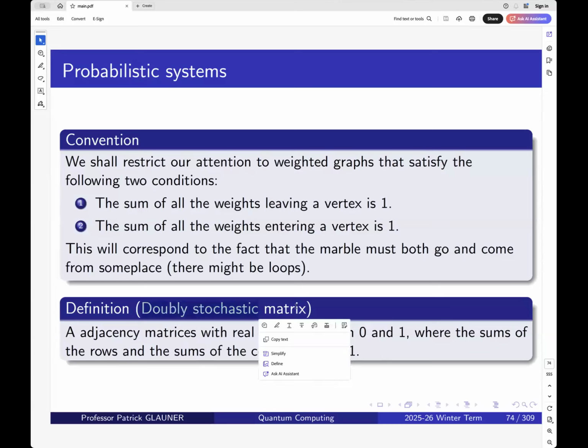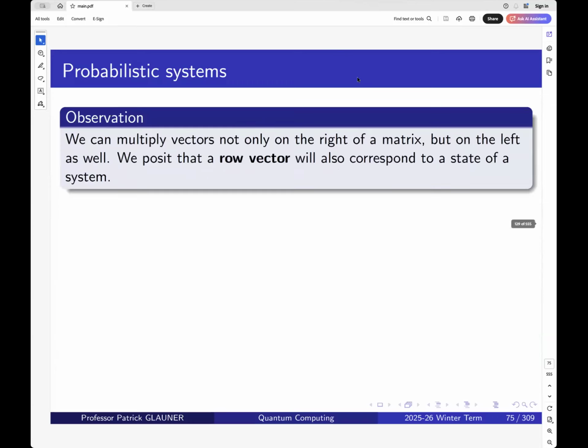So, an important term that you need to remember. And for your matrices, always check that they are doubly stochastic. Now we will see something quite interesting.